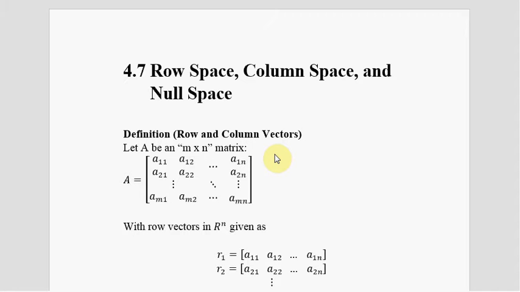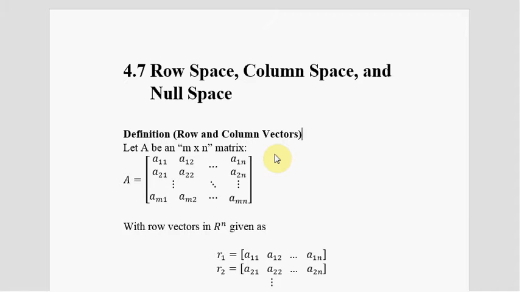Row space, column space, and null space. Sections 4.7 and 4.8 run together. Let me spend about 10 minutes on this section, and then 4.8 is very quick, 5 minutes there.